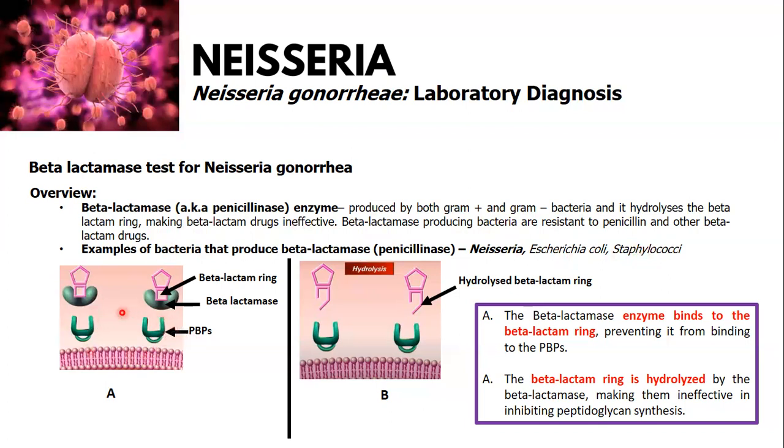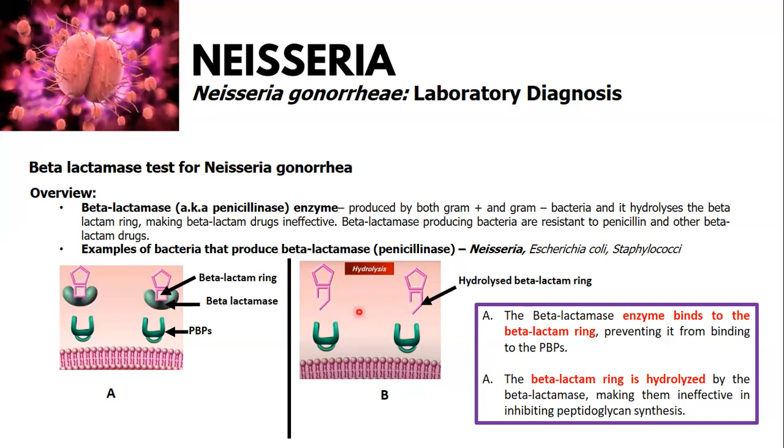So naturally, as I said earlier, the penicillin binding proteins act in the polymerization and cross-linking of peptidoglycan layers, resulting in a successful synthesis of cell walls. However, naturally, the beta-lactam ring of beta-lactam drugs should inhibit PBPs from doing such. But for those bacteria that possess beta-lactamase enzyme, they will bind to the beta-lactam ring, hydrolyzing it, and therefore there would be no beta-lactam rings that would inhibit the penicillin binding proteins, and therefore cell wall synthesis could occur.